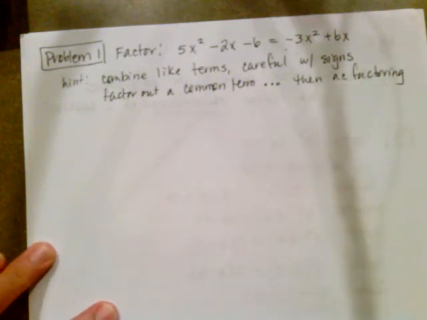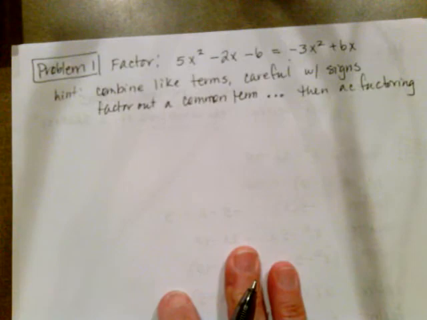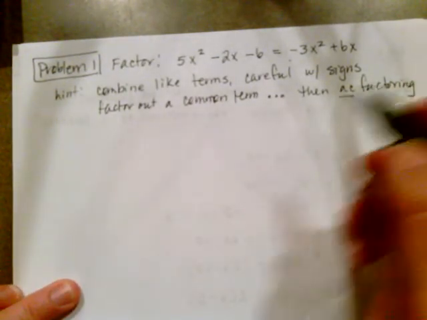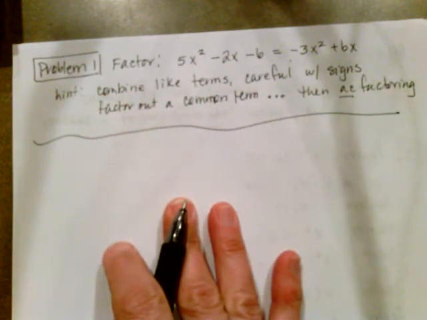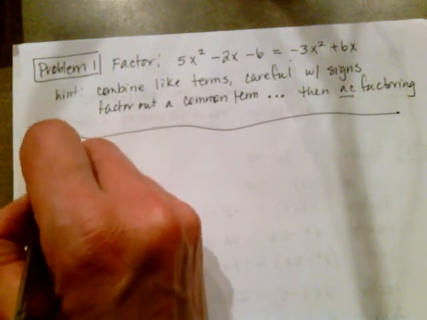Okay? Alright, so you're going to combine like terms, factor out a common term, and then you can do AC factoring. Sorry, it got a little small. Alright, so there's your first problem. Now we're going to do a different method.